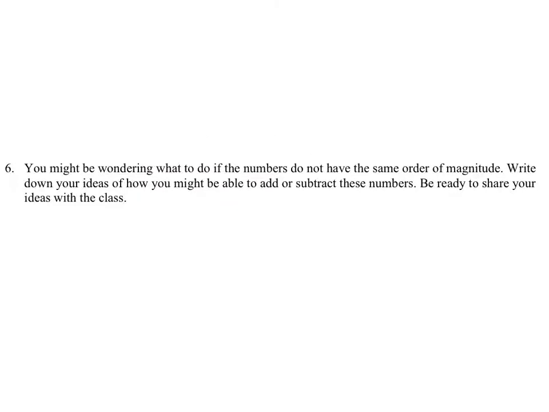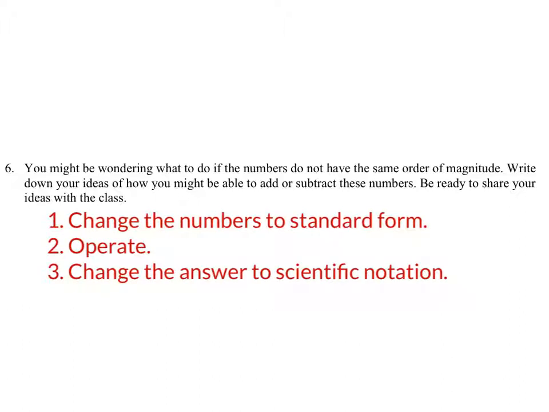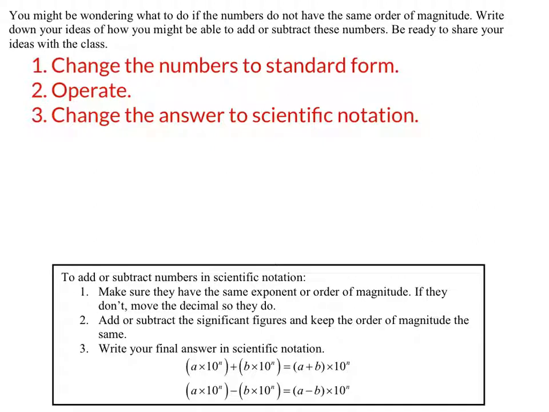You might be wondering what to do if numbers do not have the same order of magnitude. Write down your ideas of how you might be able to add or subtract these numbers. Be ready to share your ideas with the class. So we can change the numbers to standard form, operate, change the answer to scientific notation, bam. 3 quick, easy steps. Alright, so you could follow these steps and change everything so that all the base 10s have the same power. However, you open yourself to a lot of mistakes that way, so we try to avoid it. There was another method, it's called calculator, but we'll skip that one.